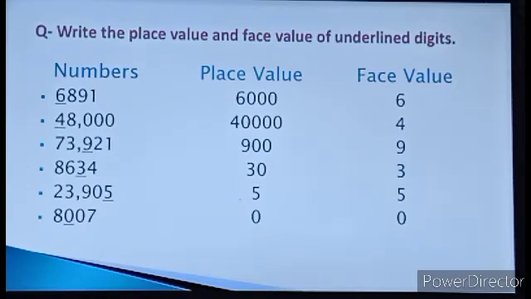Okay. Now the next example is 8,634. Where is the 3 given? Ones and tens. It's on the tens place.